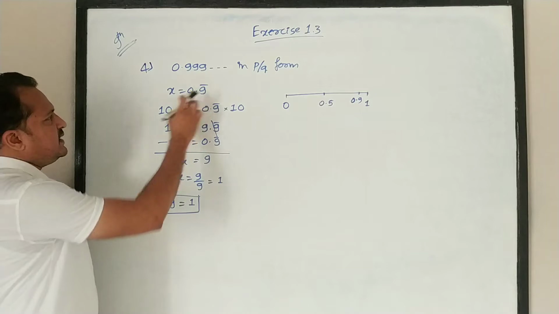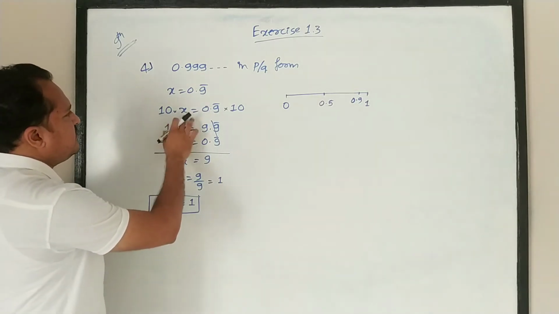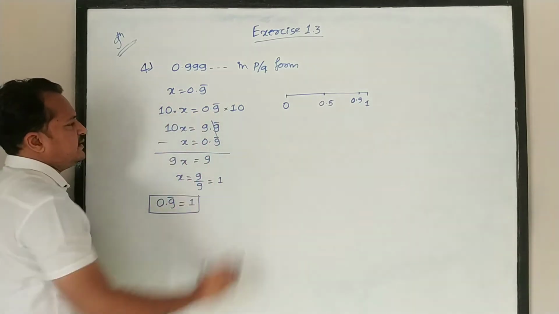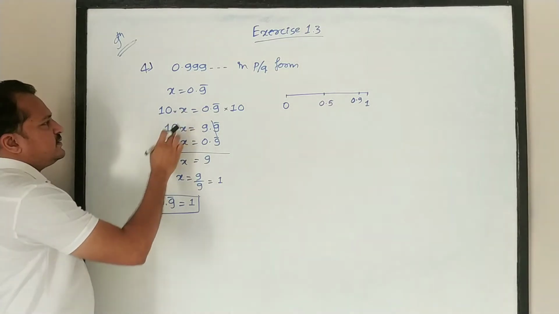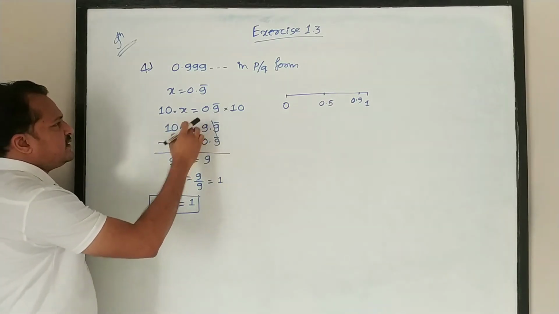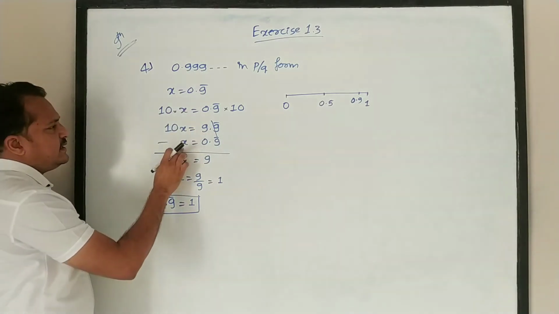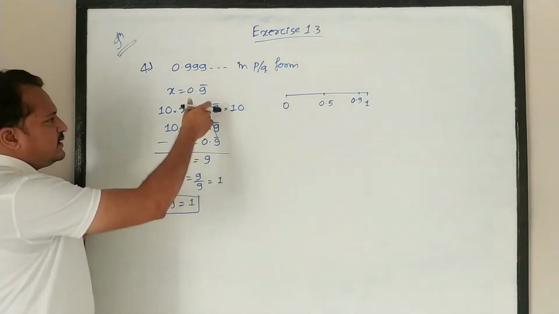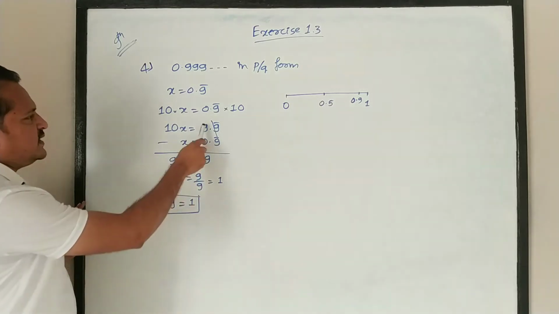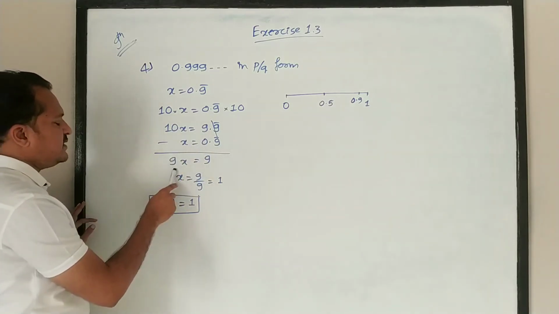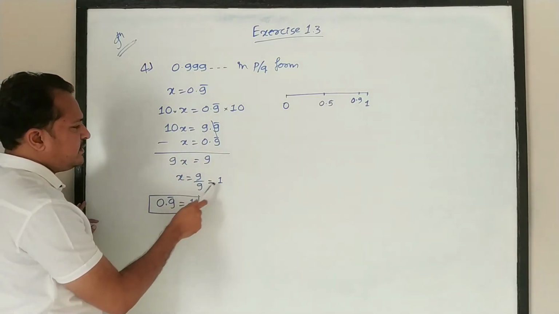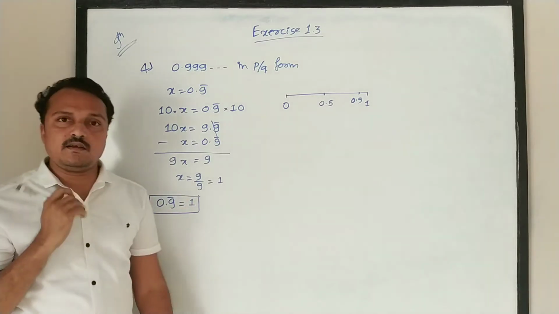Only one digit is repeating, so I will multiply with 10 here. 10 into x, 0.9 bar into 10. So 10x, and here one digit will come before the decimal, 9.9 bar. So I will subtract this x here. x is equal to 0.9 bar. 9 bar both will be cancelled out. Then 9 will be here, and 10 minus 1 is also 9. So x is 9 by 9 and it is equal to 1.